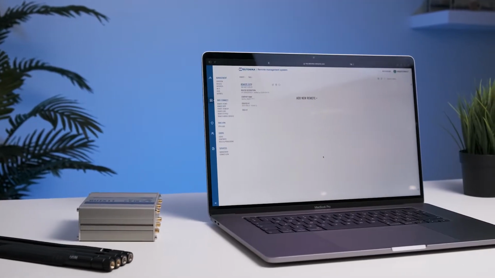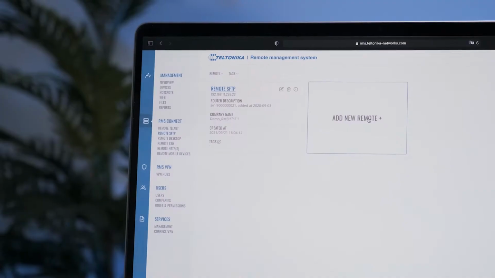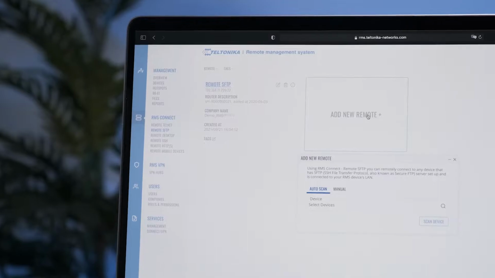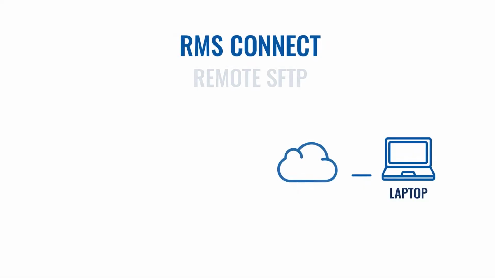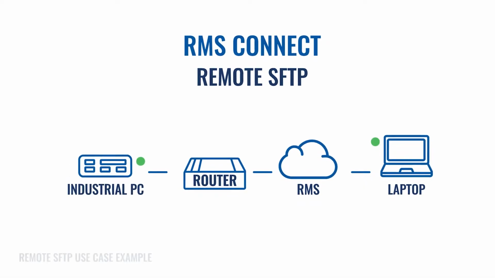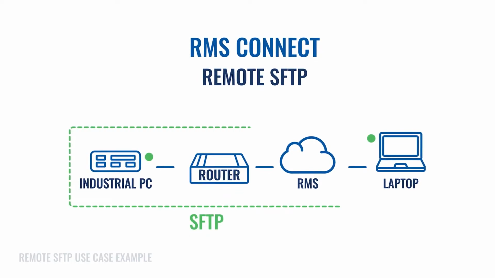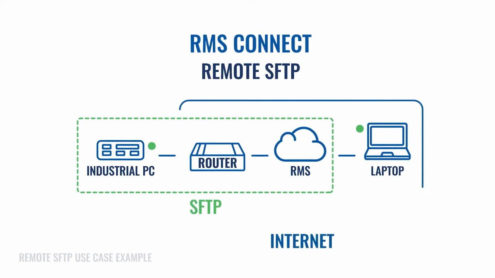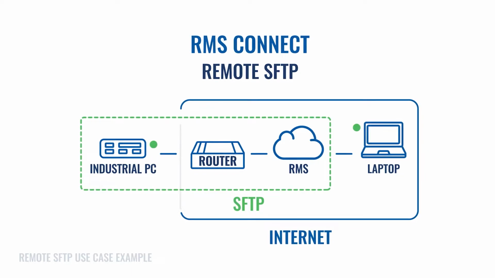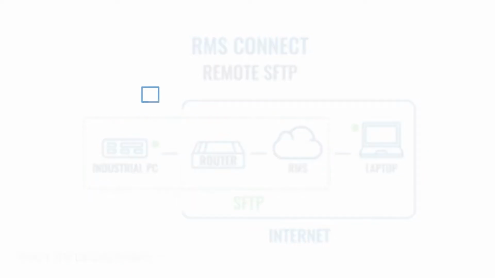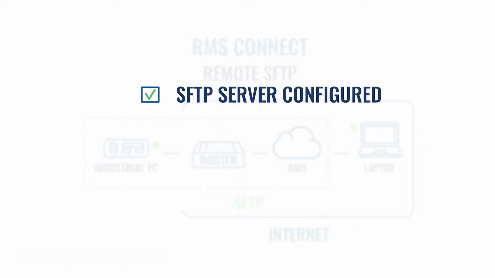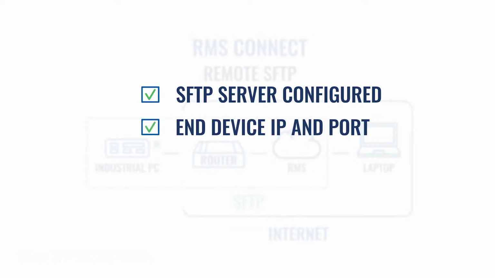This video will demonstrate how to use RMS Connect to set up a remote SFTP connection to your AN device. Remote SFTP allows you to securely reach files on your AN device through SFTP protocol by using the device connected to RMS. Before we start the configuration, make sure you have SFTP server configured. Have the IP address, password, and know the port.